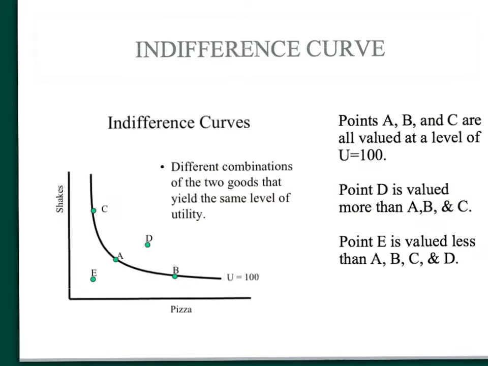Here we have an example indifference curve where we're comparing the consumption of shakes and pizza. We're going to highlight different points along the curve. You can see that points A, B, and C are all valued at the same utility. U equals 100 is what's given in this example. Anywhere beyond this curve, or further out from this curve, is going to be valued at a higher measure than the utility of 100 utils, or whatever we want to call it. So point D is said to be more valued than points A, B, and C. We're indifferent between A, B, and C, but point D is valued more. Point E would obviously be valued less than A, B, or C, and given the curve there, it's also valued less than D.